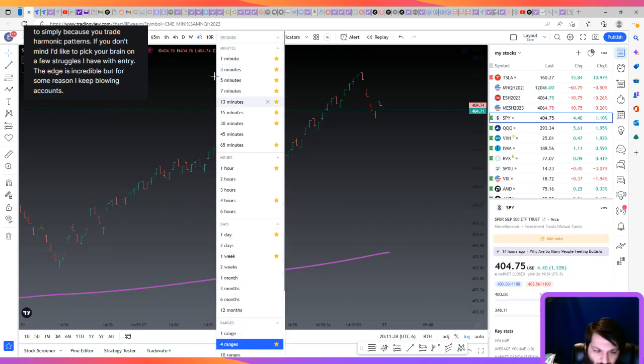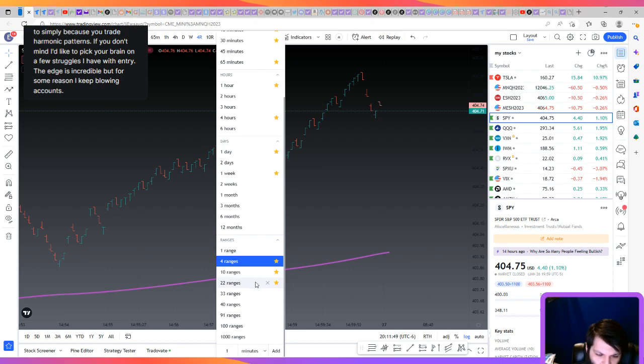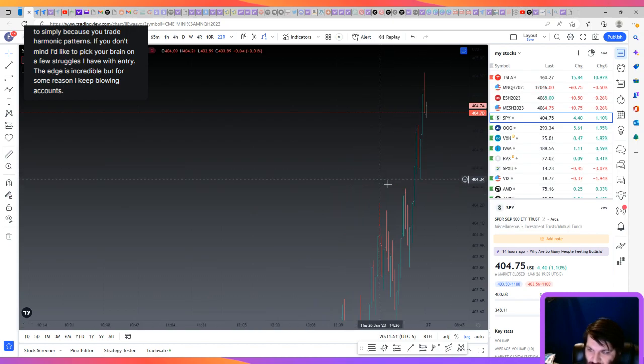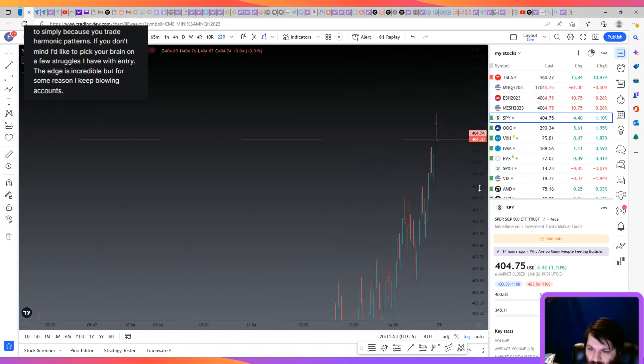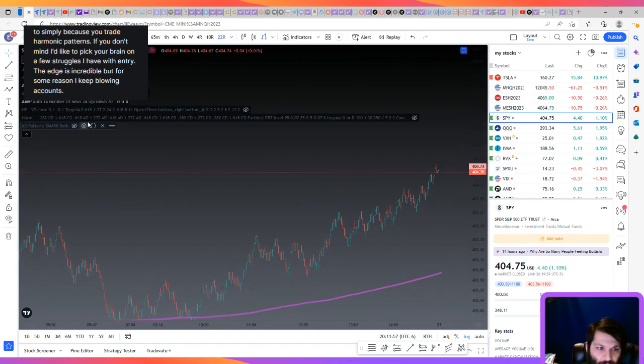So I'll go here, which is where your time frames are. Go down here. I'm going to star this and this one, and I have my 22 range. And then let's turn on the indicator.